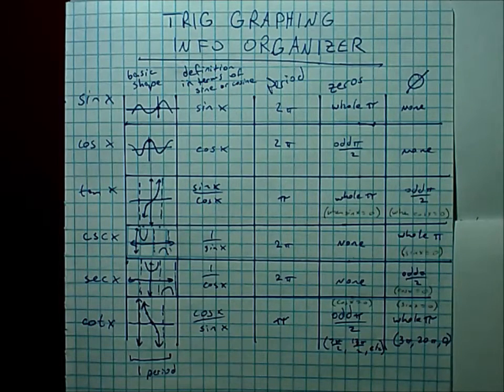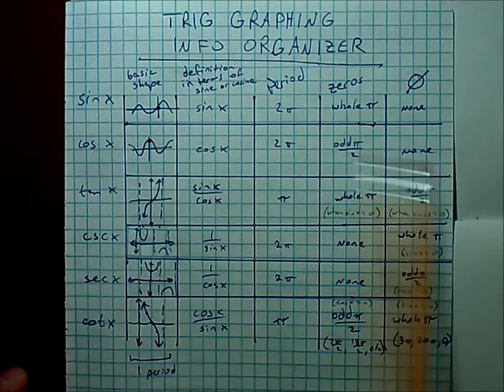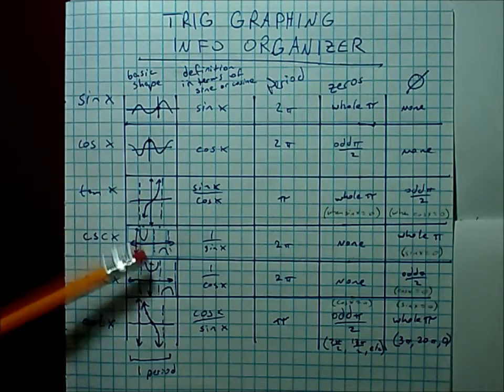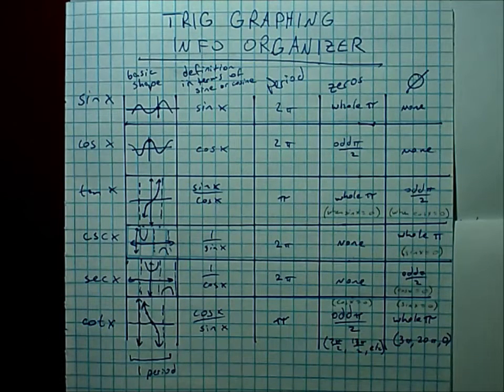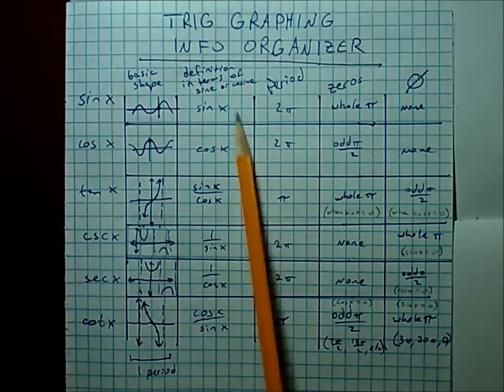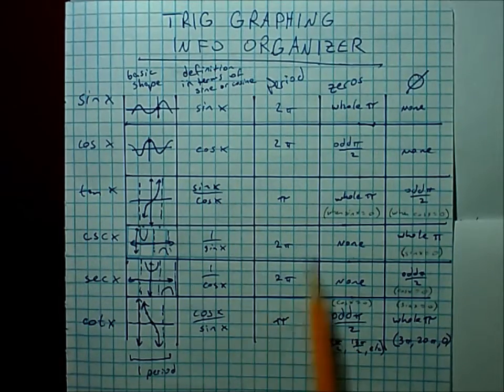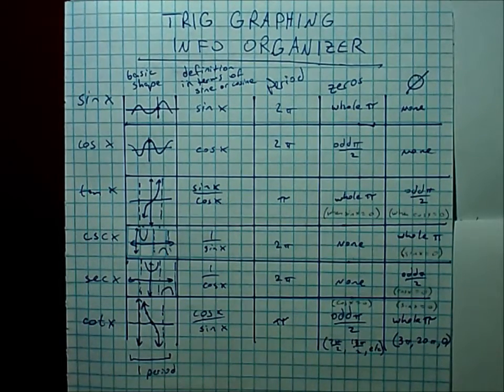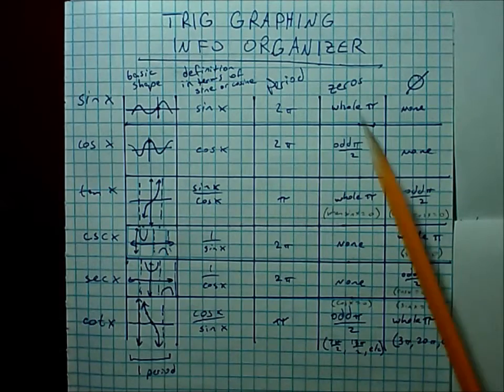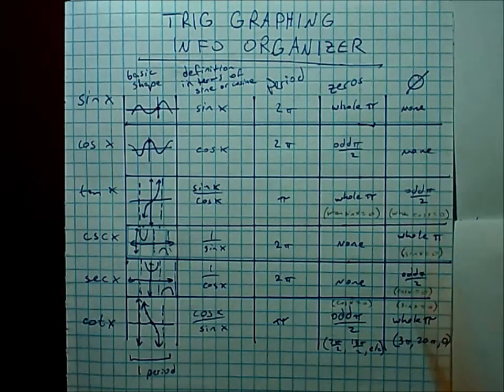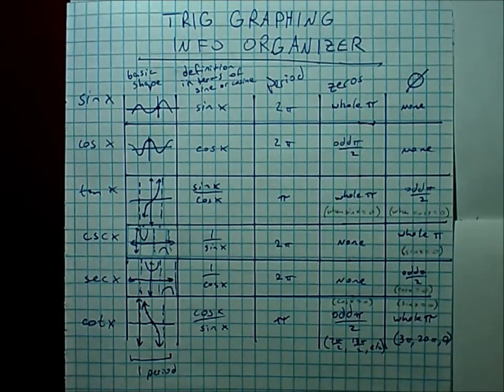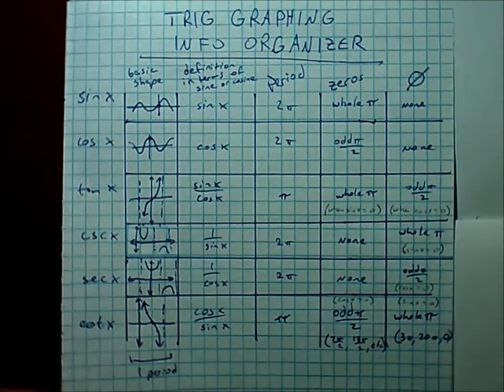So here I have, in an organized manner, some of the basics that we've been talking about in this class. So these 6 different trig functions, the basic shape of each one, so in other words, how to graph it, how it's defined in terms of sine and cosine. That's how we found all these different graphs. What its period would be, where it's equal to 0, where it's undefined. So this little chart is going to help us answer some questions.